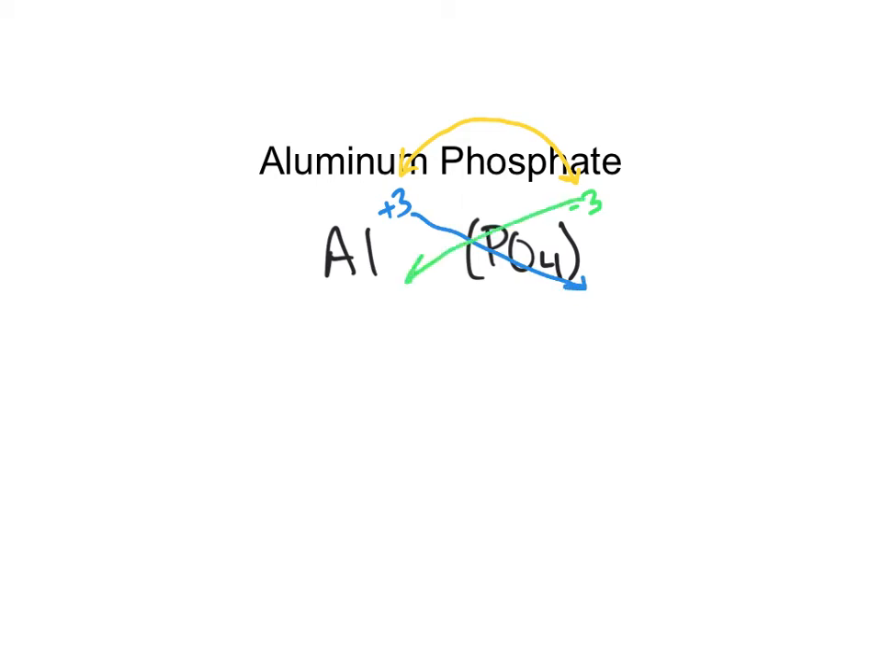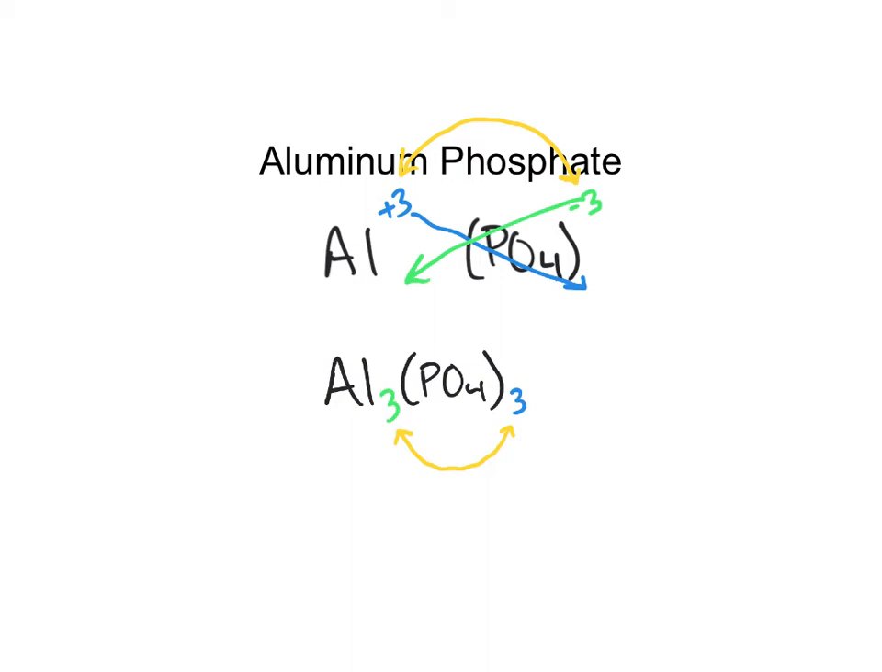This 3 goes right there. And so I end up with Al3 PO4 3. And like we've talked about many times before, we know that this is not the right answer because it could be simplified. Alright? Looking at these two numbers, they're both divisible by 1 and 3.